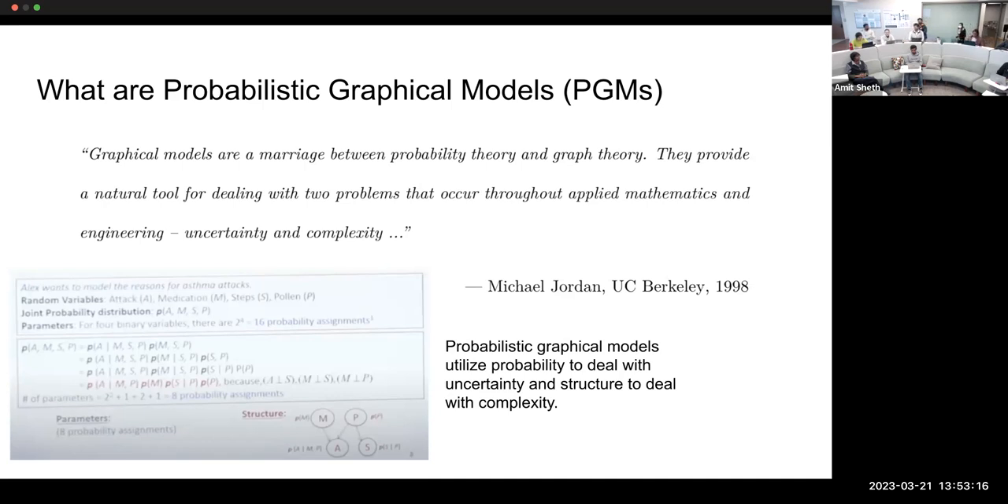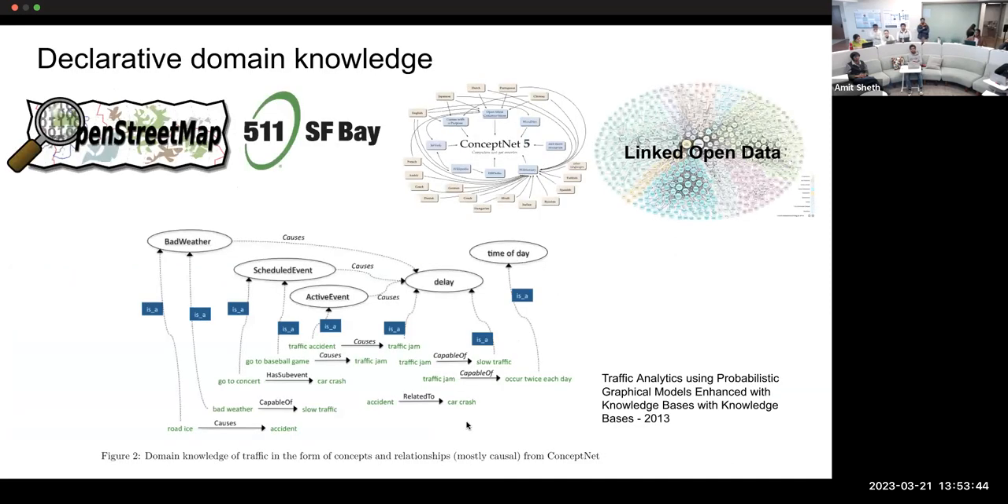Okay, let's move on. So he says that in PGMs we can utilize these probability assignments to deal with the uncertainty and the structure to deal with the complexity. As shown in the bottom figure, the structure can be used to represent the complexity in a cyber physical social system. And he used declarative domain knowledge in his project.